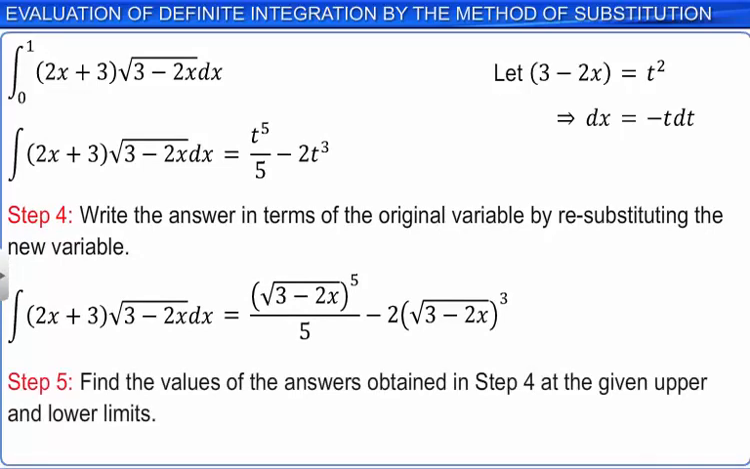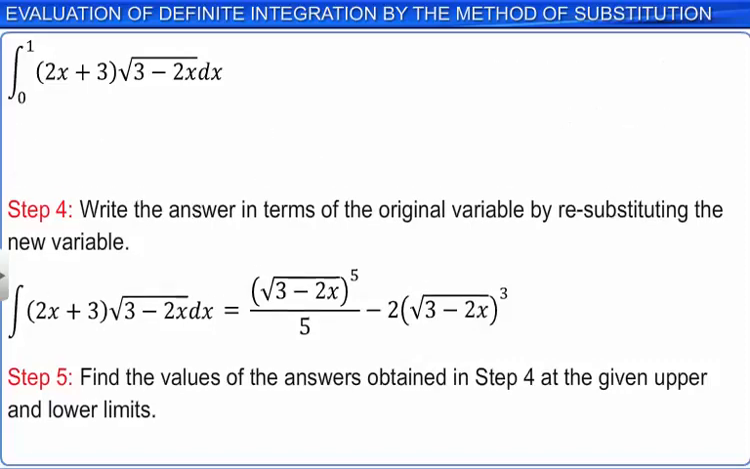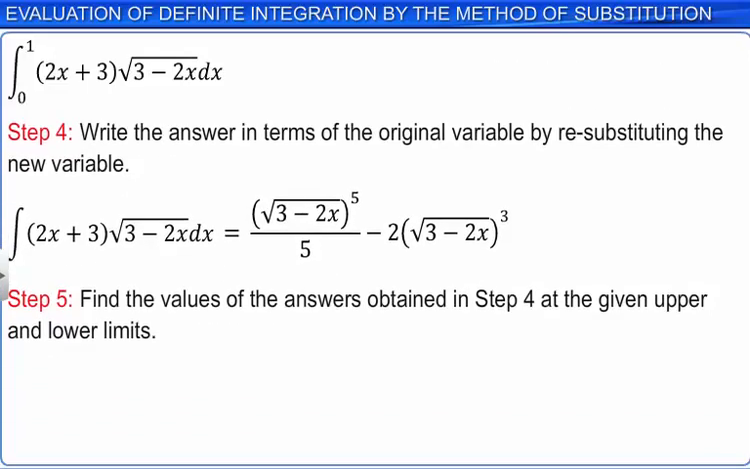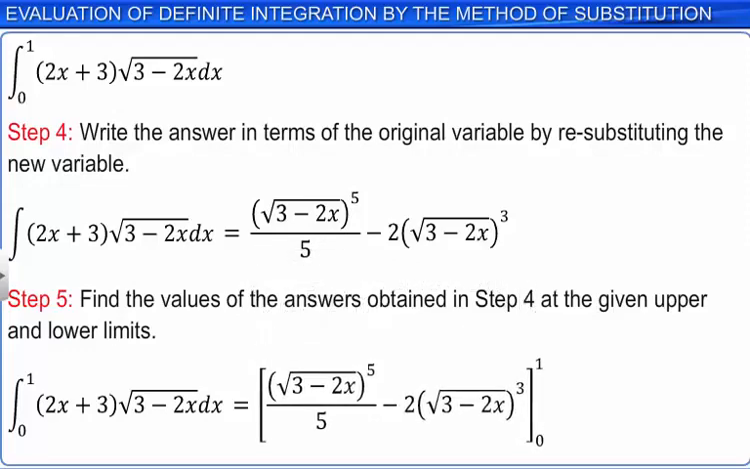So, the integral of (2x plus 3) times square root of (3 minus 2x) dx from 0 to 1 is equal to square root of (3 minus 2x) whole power 5 divided by 5 minus 2 times square root of (3 minus 2x) whole cube, between the limits 0 and 1. In step 6, subtract the value at the lower limit from the value at the upper limit to obtain the required definite integral.